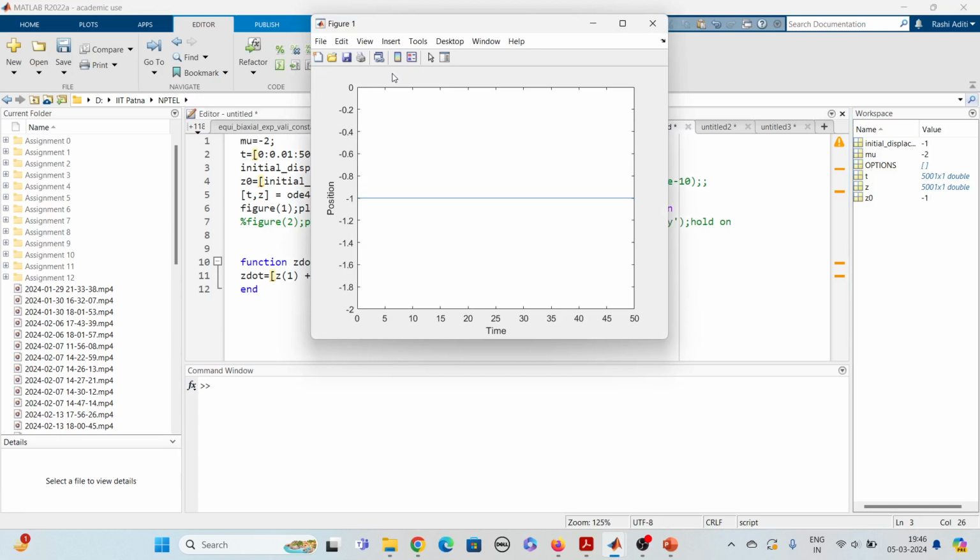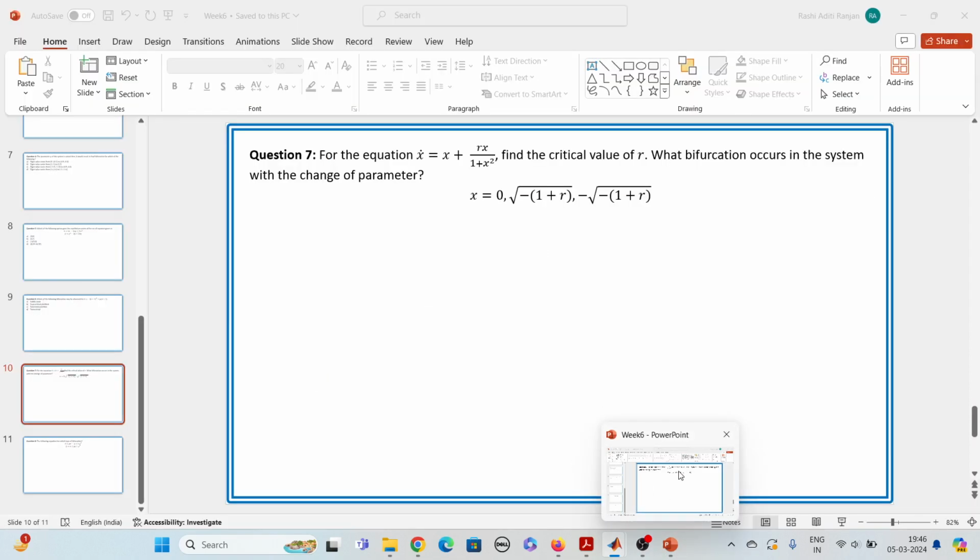This is how you can use MATLAB to predict the system's behavior, what kind of bifurcation is actually occurring in the system. Because for this equation that we considered over here, it was an easy equation for us to solve analytically, isn't it? But if you consider a much more complex system by introducing sine, cosine, tangent, or maybe ln in the system, what is going to happen?